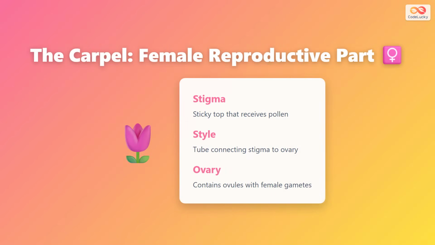The carpel is the female reproductive structure of a flower and has three essential parts. At the top is the stigma, which has a sticky surface to capture pollen grains. The style is a tube-like structure that connects the stigma to the ovary below. At the base is the ovary, which contains ovules. Each ovule houses a female gamete, or egg cell. When fertilization occurs, these ovules will develop into seeds.